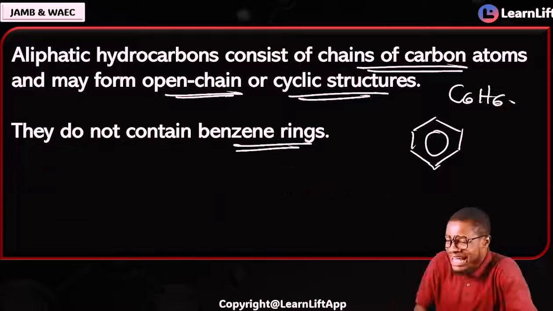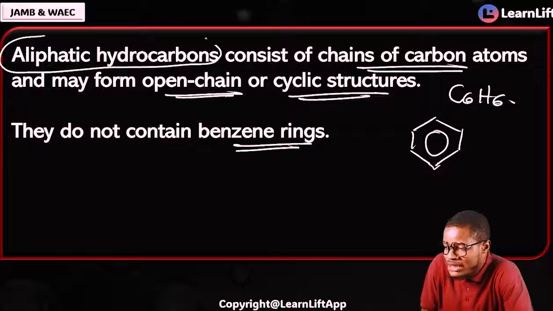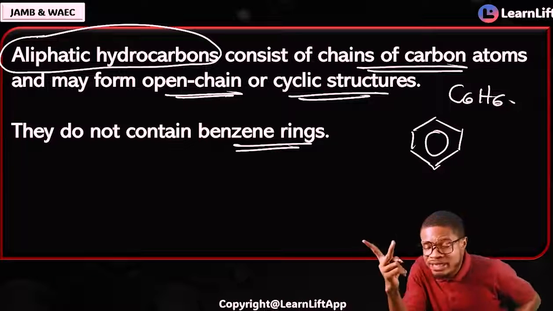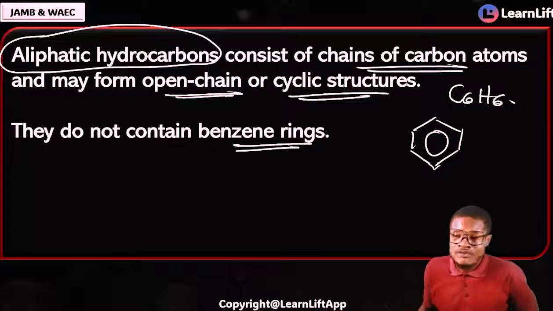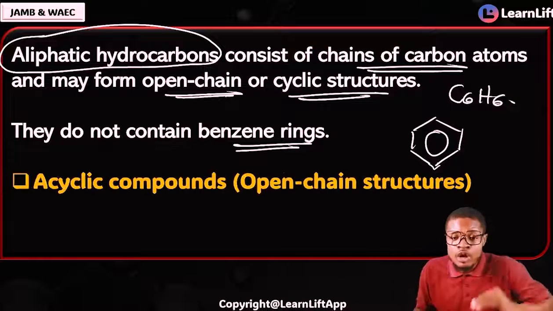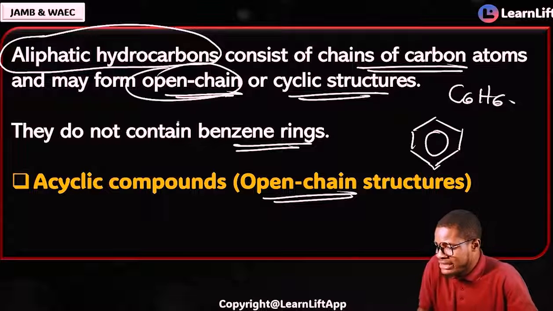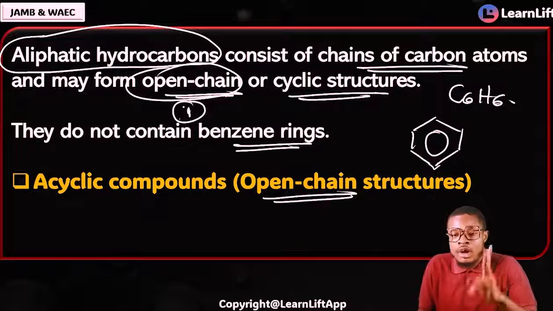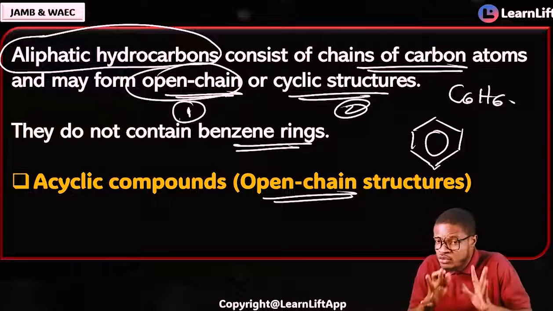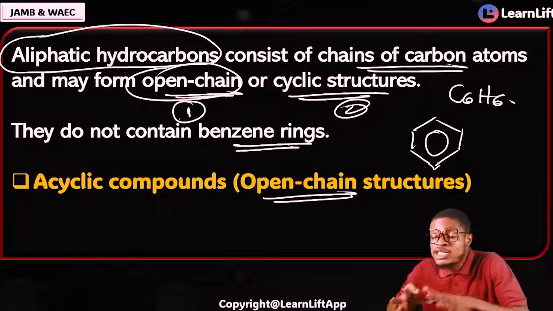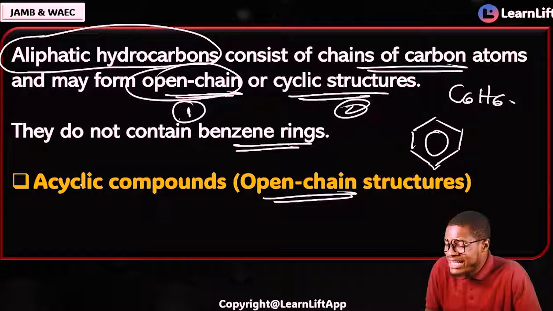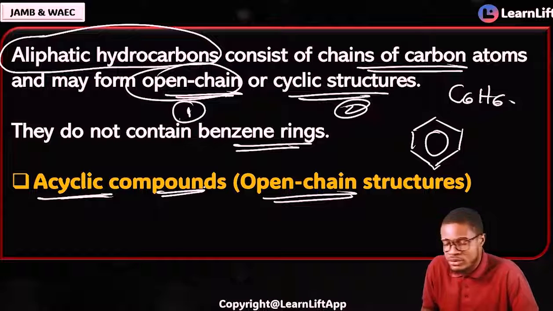And don't forget that aliphatic hydrocarbons themselves, we said, are divided into two categories. What are the two categories of aliphatic hydrocarbon? Number one, those that have an open chain structure. Number one is this guy here, open chain. Number two is the one that has a cyclic structure. Let's build on number one. Those that have open chain structures are called acyclic compounds.